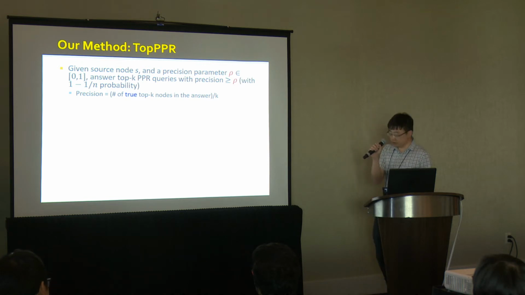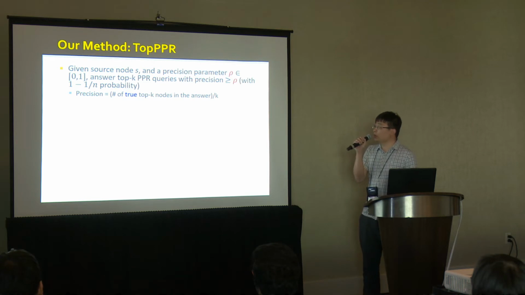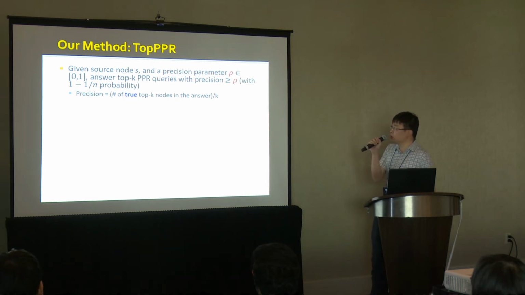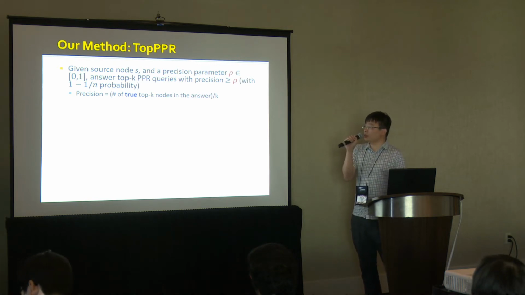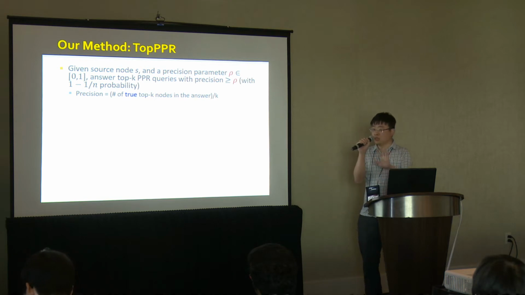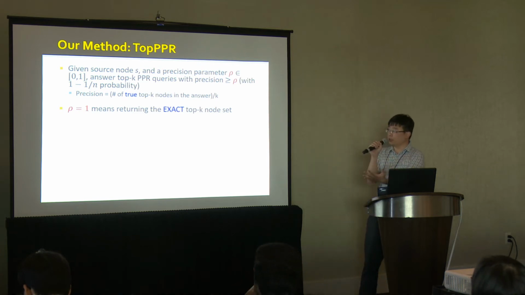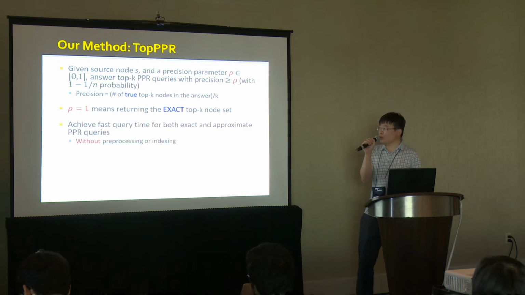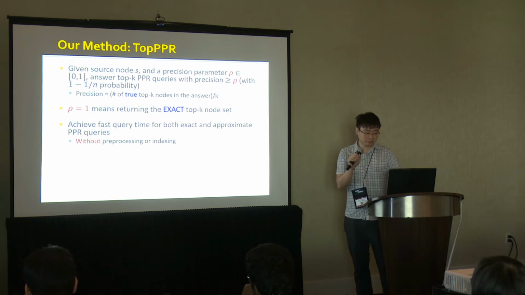What's new about our algorithm is that we take in a new parameter rho from 0 to 1, and we answer TopK PPR queries with precision at least rho with high probability. The precision is defined as the number of true TopK nodes in the answer divided by K. That means if we set rho equal to 1, then essentially you have to return the exact TopK node set, which is very challenging. But what's more challenging is that we want to do it without pre-processing or indexing.